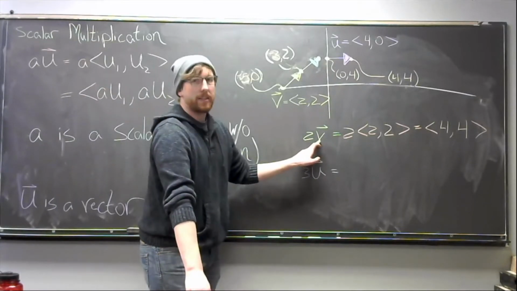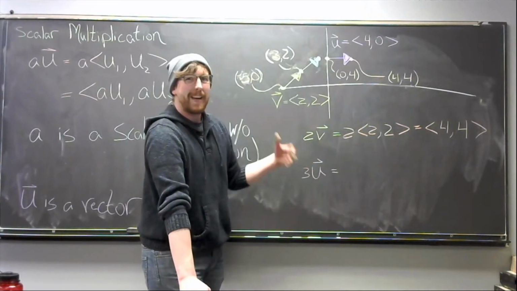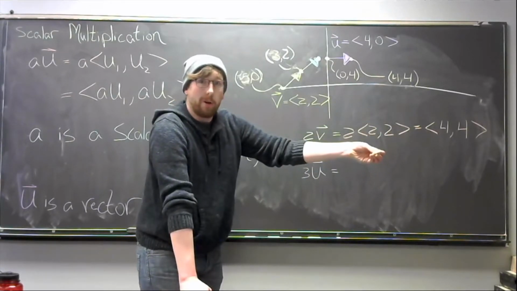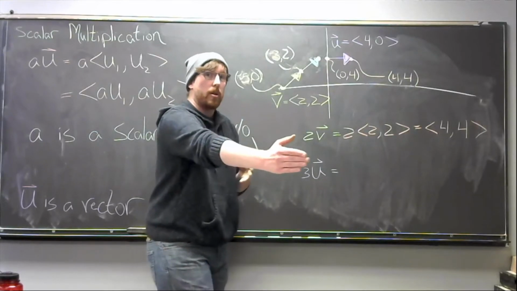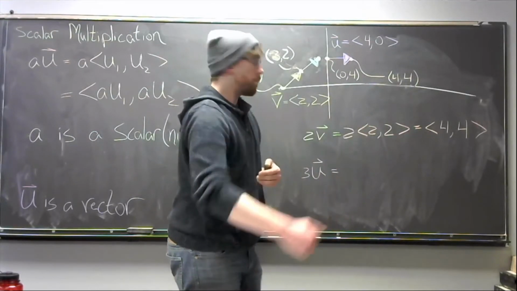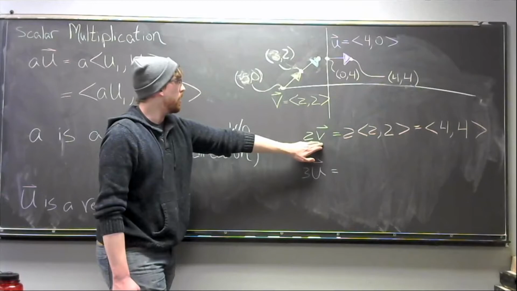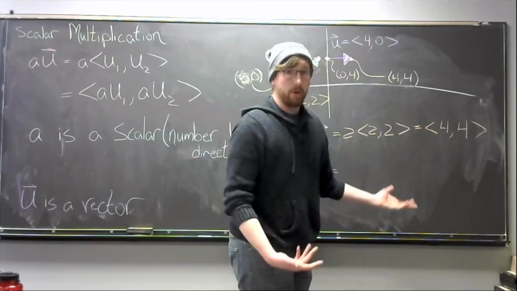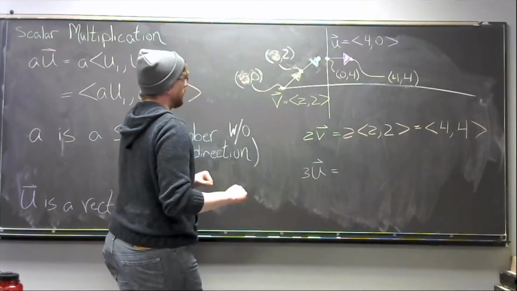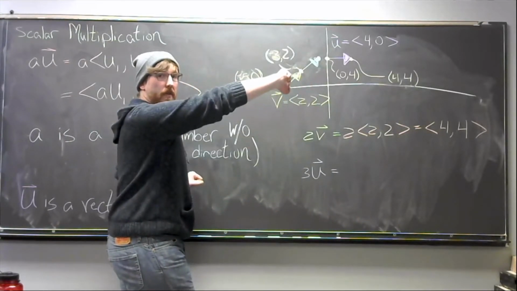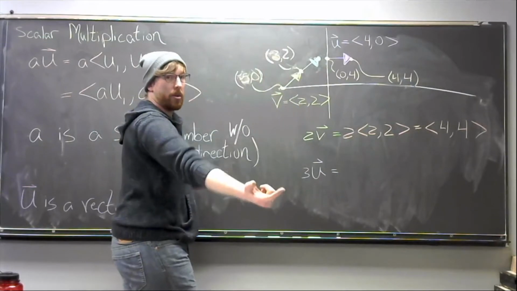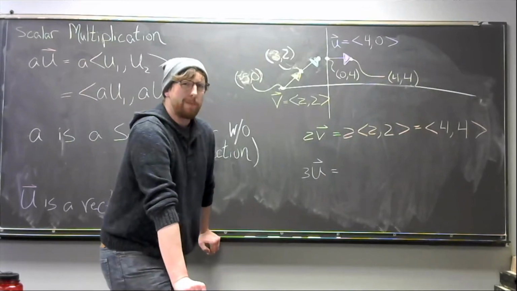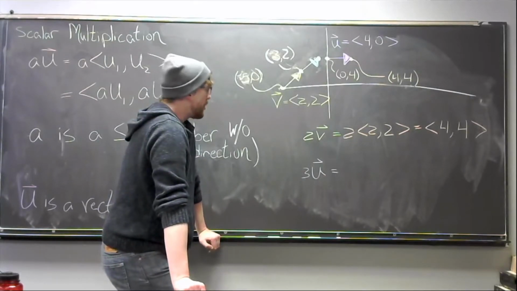multiplying a vector by a scalar is the same thing as creating a new vector that is just that much longer than it. In the same direction, but that much longer. So we have v, and now we have a new vector, which is equal to 2v. It's in the same direction as v, but it's twice the length. Okay, that's a bold claim. Let's check that really quick.